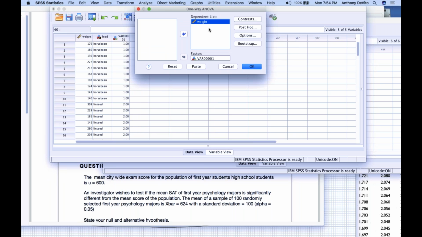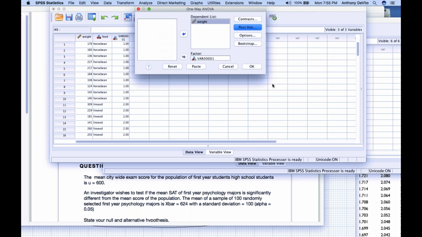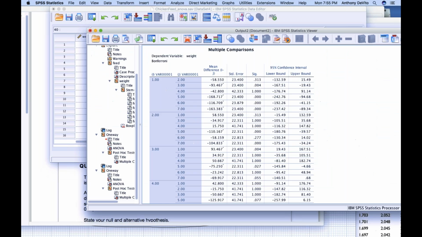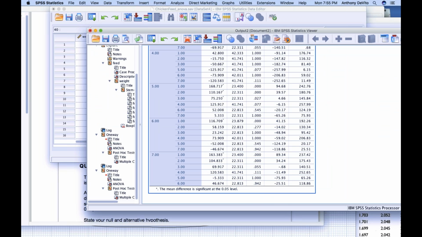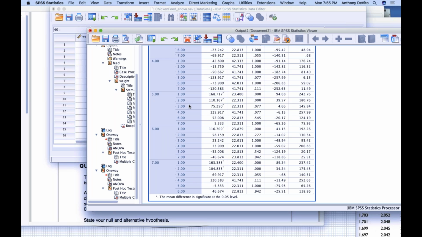Compare means, one-way ANOVA. The dependent list was weight. Okay, and then the factor. Yeah, the variance. Okay, and in post hoc you checked off Bonferroni? Yeah. And then that's it. But mine's not working. Oh, you didn't get that table? It says post hoc test did not perform for weight because at least one group has fewer than 2 cases.